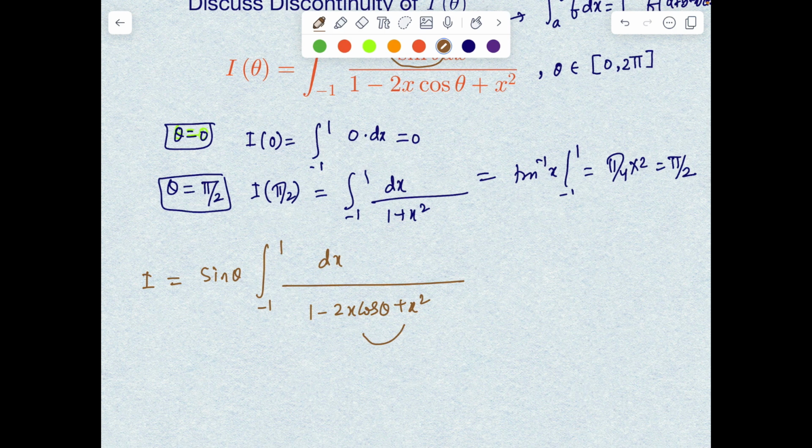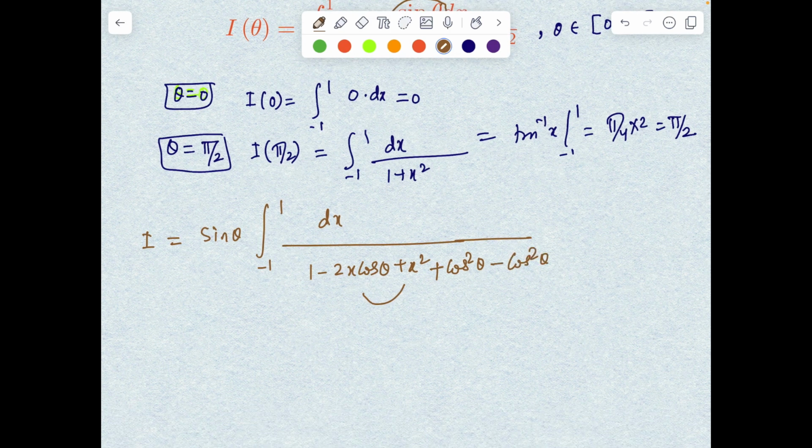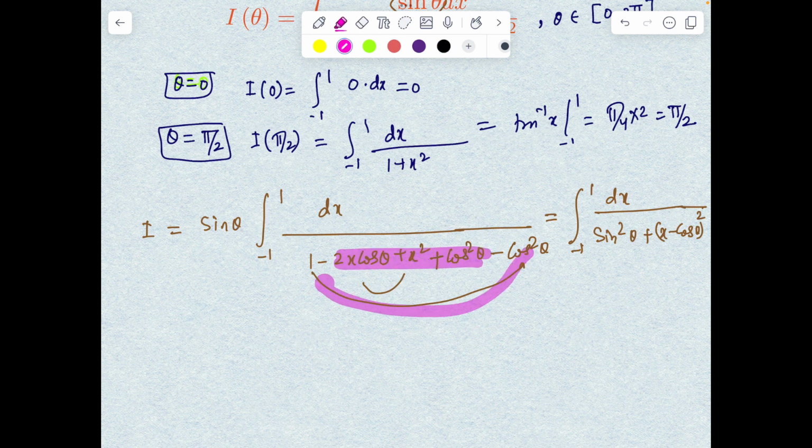Now x square minus 2x cos θ motivates me to bring cos square θ into the picture, and cos square θ motivates me further to bring sin square θ into the picture, because one can be written very nicely. I'll add cos square θ and subtract cos square θ, and now I can club 1 minus cos square θ, and the integration takes the format of dx over 1 minus cos square θ, which is sin square θ, and the remaining goes to (x minus cos θ) whole square. You can easily sense that from here, because this part will give me (x minus cos θ) whole square, and this engages with sin square θ.